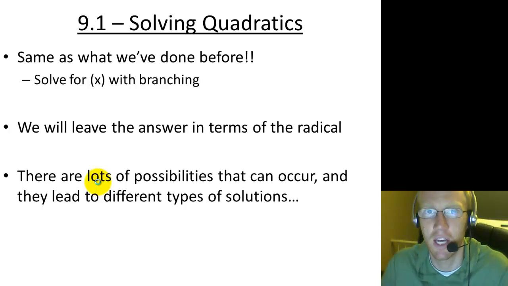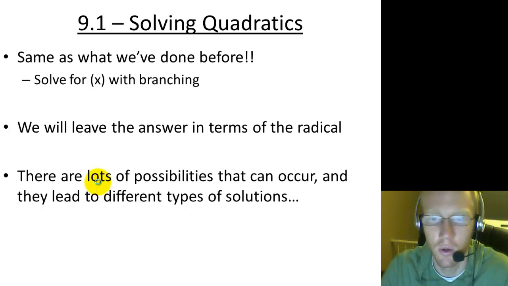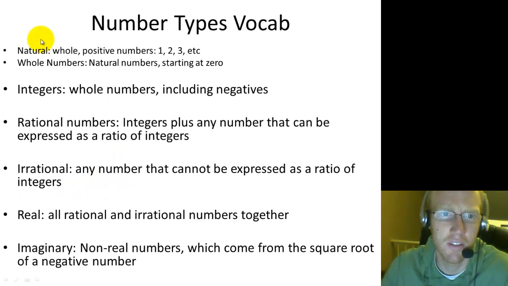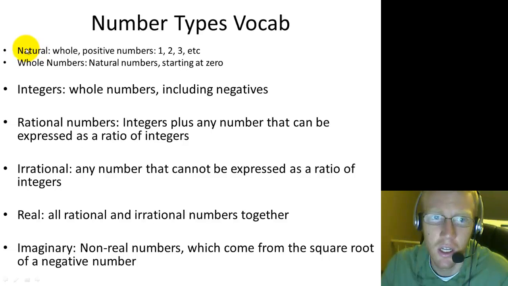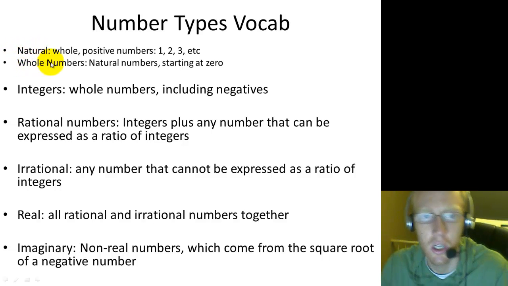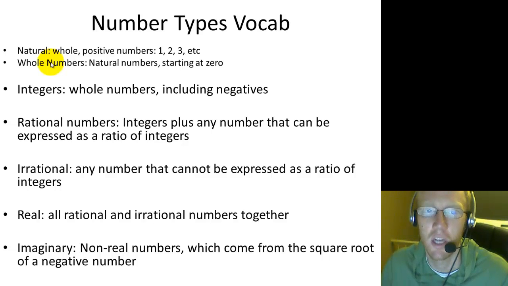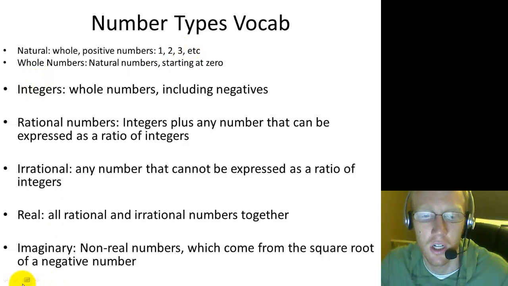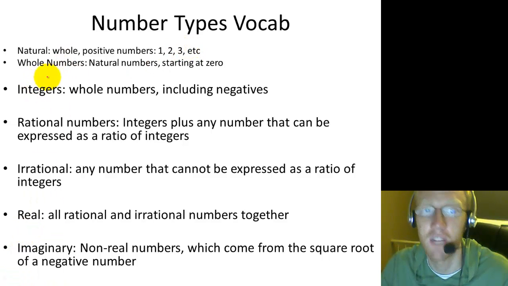It's good to know the different types of numbers that can come out of these, so we're going to have a brief review of the number types as well. There are lots of different categories that you can place numbers in. The natural numbers and the whole numbers, I'm sure you've learned about in elementary school. I'm not saying they're not important, but in upper level math classes you don't necessarily care to identify a number as a natural number or a whole number. So it's cool if you want to know them, but I'm not going to test you on them.